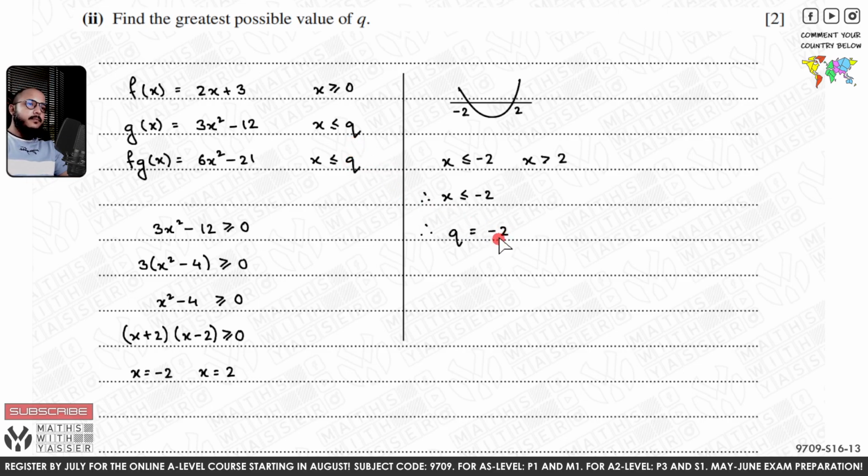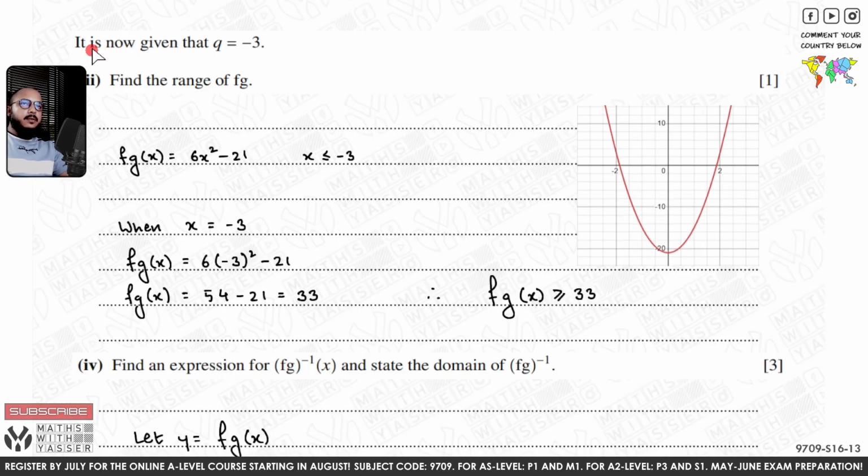Okay. In the next part of the question, it says that given that q is equal to negative 3, we need to find the range of fg. So the composite function was 6x squared minus 21 for x less than or equal to negative 3. This is the condition that they have provided us with. So at x equals negative 3, the composite function is 6 times (negative 3) squared minus 21, which gives us 54 minus 21, which equals 33.